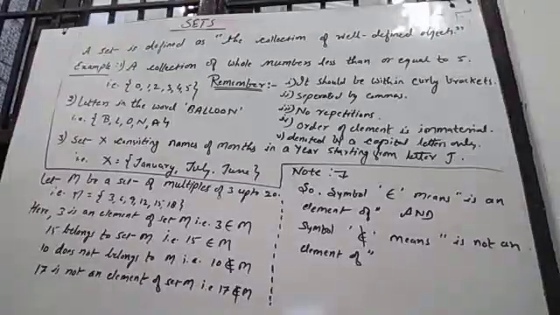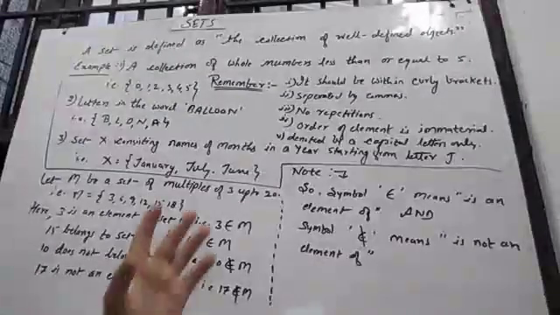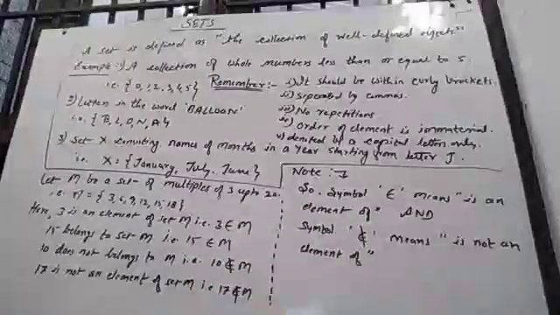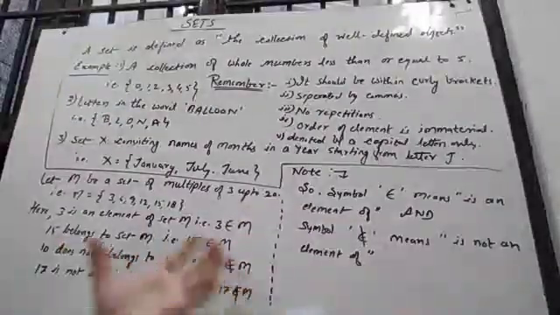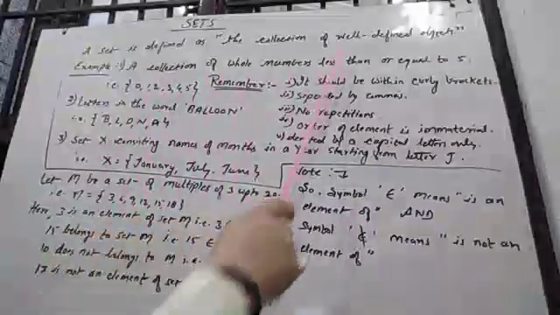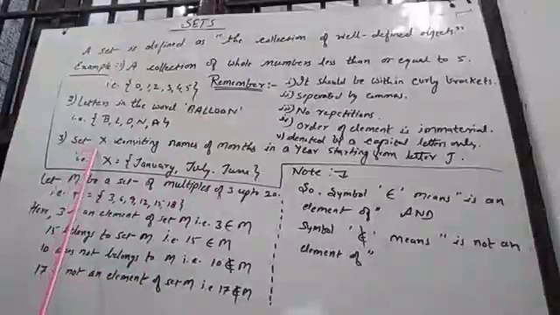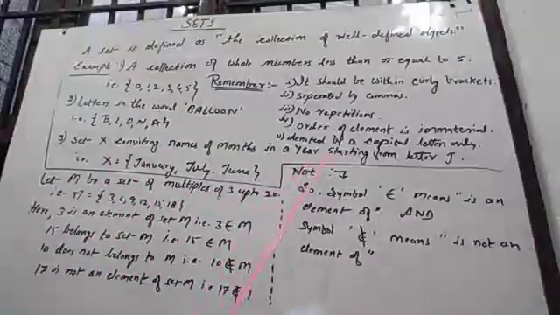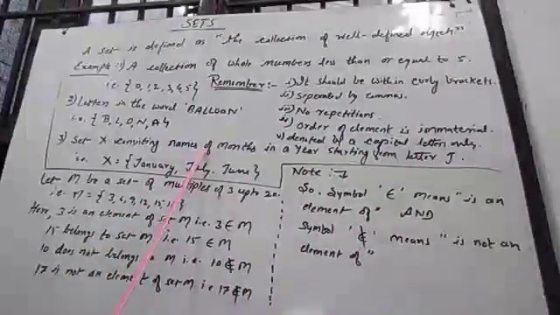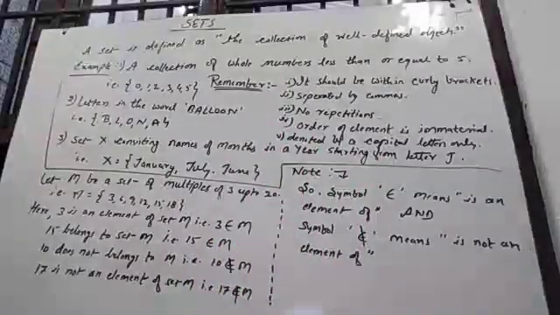Now, how to write a set? There are many methods. Basically, two methods are explained, which we will discuss in later classes. First of all, the simple basic way of writing a set is shown here. A collection of whole numbers less than or equal to 5, letters in the word balloon, and X is a set consisting of names of the months in a year starting with the letter J. These are the three examples taken to describe the various characteristics of writing a set.